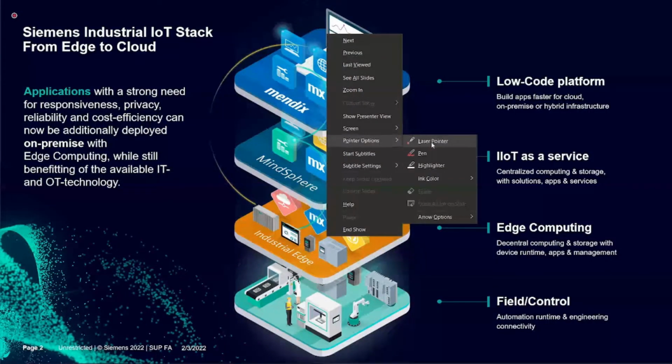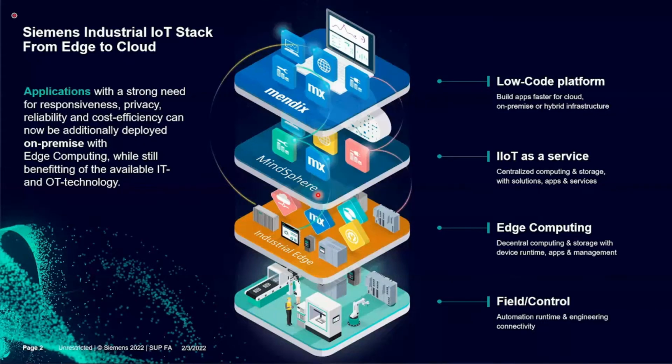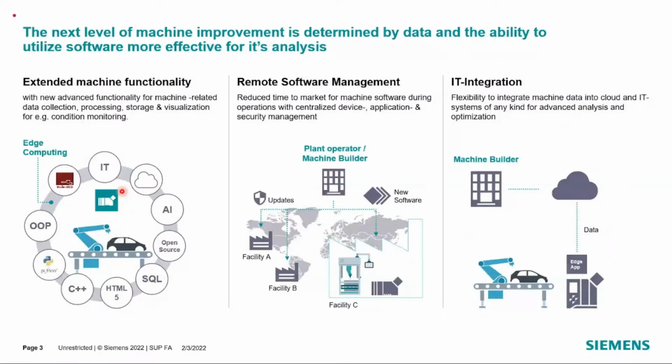So why is edge required? With the help of edge, we can extend the machine functionality. We can improve the machine functionality. We can improve the machine design by doing certain analytics within the machine. There also, industrial edge or edge computing is helping by creating applications in different higher level languages to get the complete machine transparency.